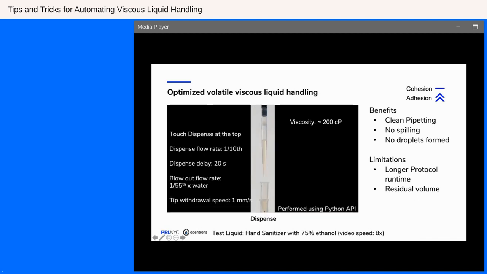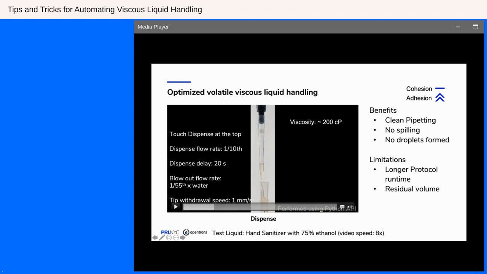Now, an important factor over here is, as we discussed earlier, these volatile liquids have very high adhesive forces, which means that the liquid is sticking to the labware or has very high affinity to the labware. So we are going to use a method called touch dispense, in which you move the tip to the wall of the labware and then dispense at a slower flow rate, which is 1/10 of the default flow rate, add a dispense delay of 20 seconds, and then we are going to perform a slower blowout. Let's take a look at this example.